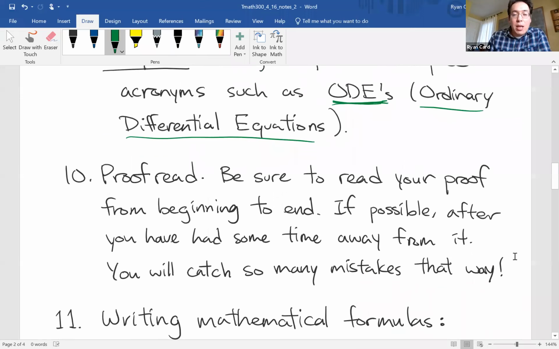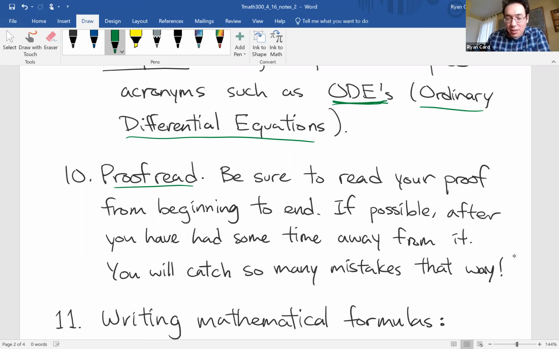Okay. Next advice, you should proofread, especially a difficult proof that might have taken you until 2 a.m. to write. When you write a proof, you're going back and forth, you erase things and rewrite things.